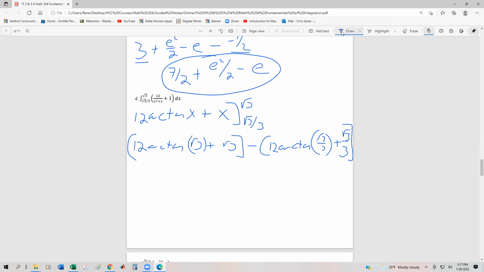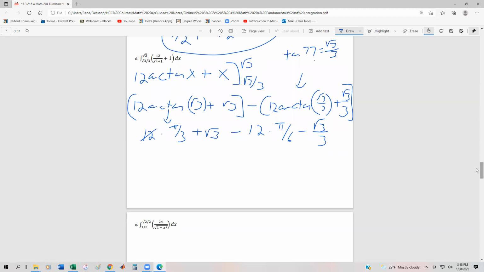Realistically, you just have to go back and remember what your functions are for your trigonometry. And again, having a unit circle might be helpful. So this is going to be 12 times pi thirds plus the square root of 3 minus 12 times, and again, this asks the question, the tangent of what is going to equal root 3 over 3, and that's pi 6, minus root 3 over 3. And now we can start simplifying this.